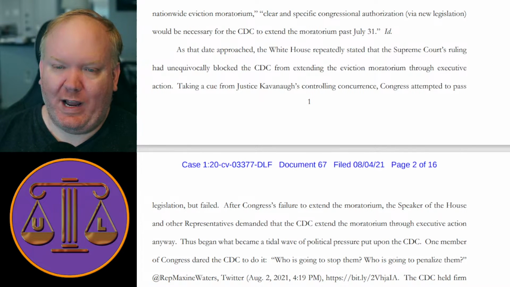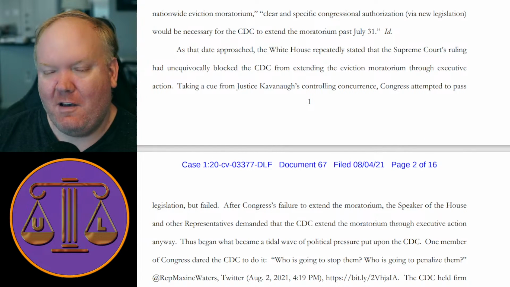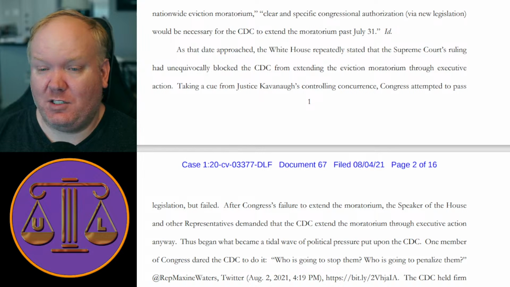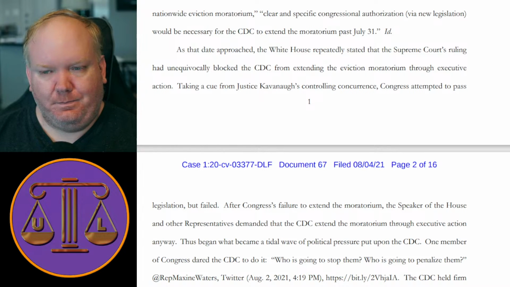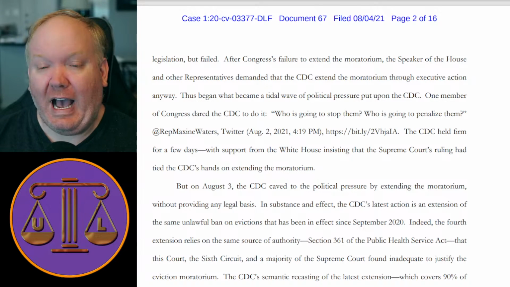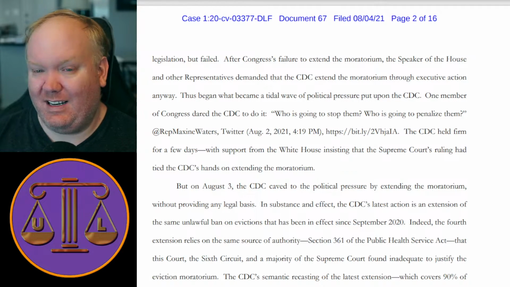As the date approached, the White House repeatedly stated the Supreme Court ruling had unequivocally blocked the CDC from extending the eviction moratorium. They sure did. Taking a cue from Justice Kavanaugh's controlling concurrence, Congress attempted to pass legislation but failed. After Congress's failure to extend the moratorium, the Speaker of the House and other representatives demanded the CDC extend the moratorium through executive action anyway.